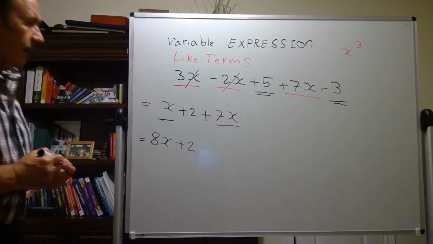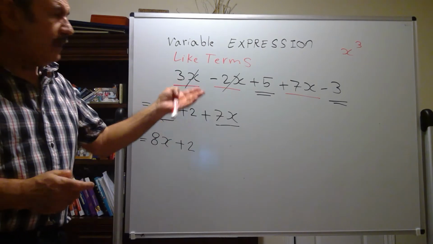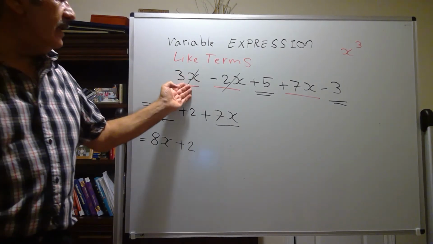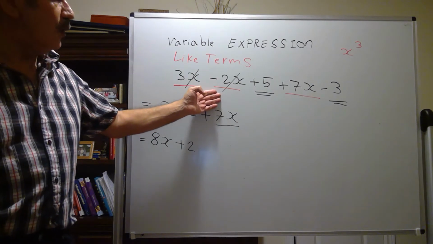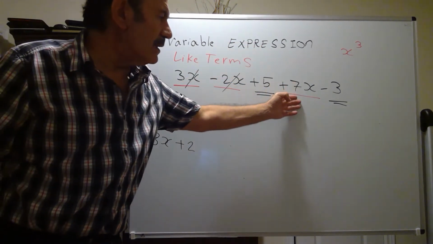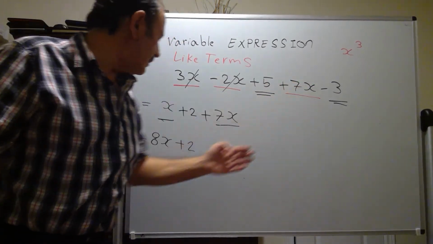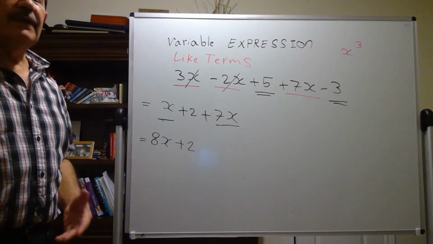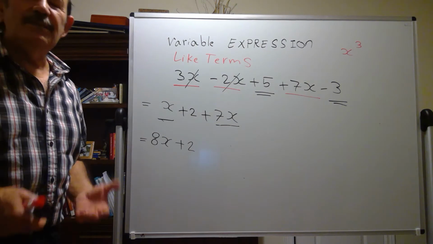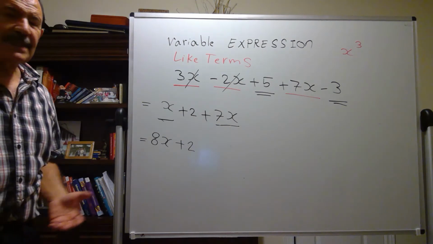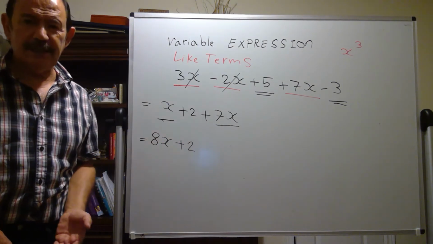Now, we can do this in one step. 3x minus 2x is 1x. 1x plus 7x is 8x. Then 5 minus 3 is plus 2. We call this action simplifying the variable expression by adding the like terms.